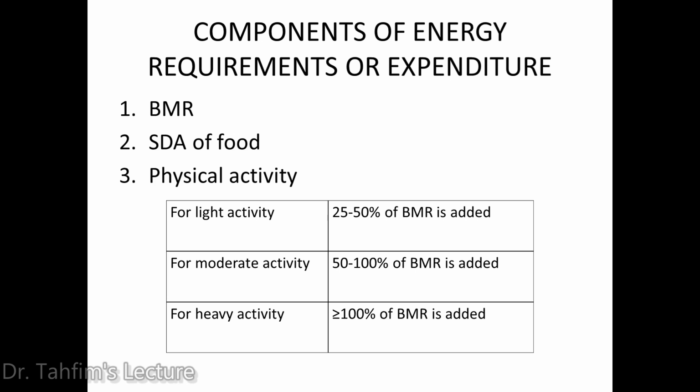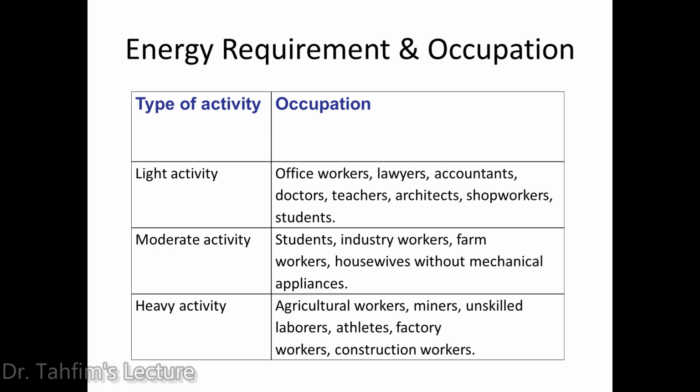So, who are the sedentary workers? The office workers, lawyers, doctors, teachers, shop workers, students. They are the light workers or sedentary workers. Students, industry workers, farm workers, housewives, they are moderate workers. And agricultural workers, miners, construction workers, athletes, they are the heavy workers. Students can be classified as both sedentary workers or moderate workers. Both are right, okay?